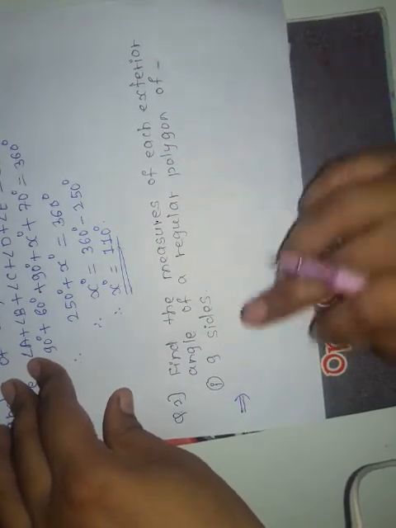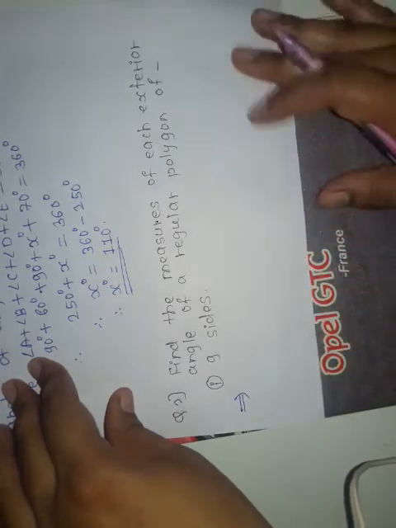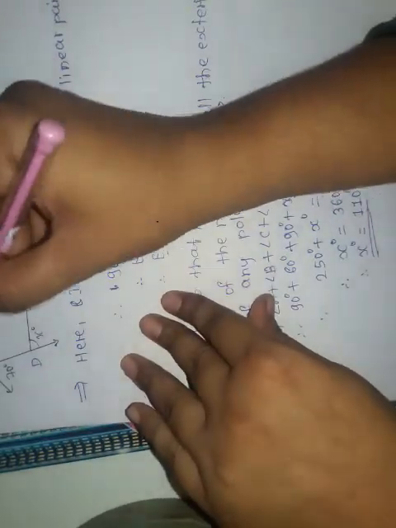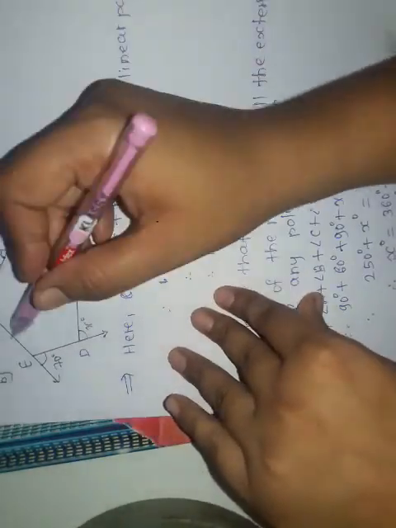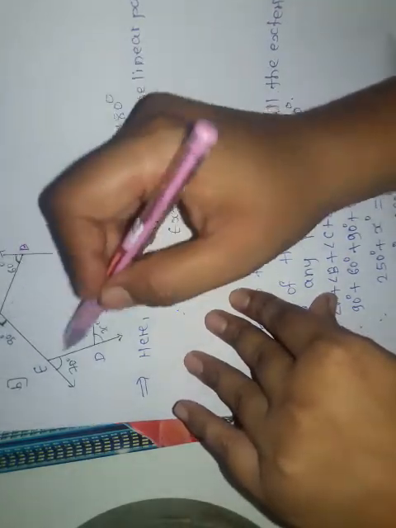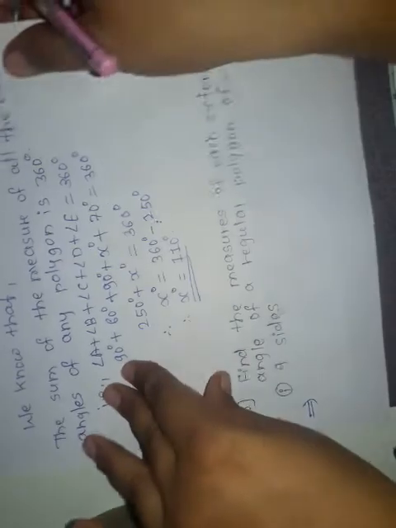Find the measure of each exterior angle of a regular polygon of 9 sides. So the sides are given to us, and we have to find the measure of each and every exterior angle. See, in this diagram the measures are not given to us, but we know the sides. If sides are known and these angles are not given, then we have already seen the formula for that.